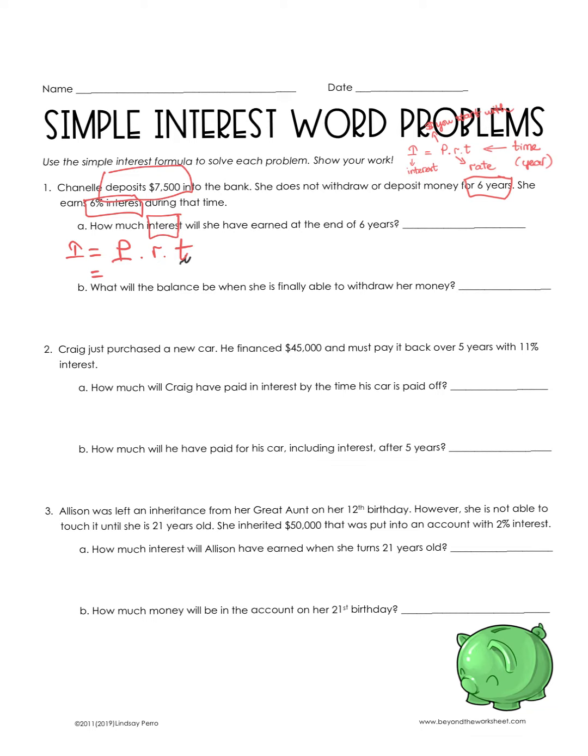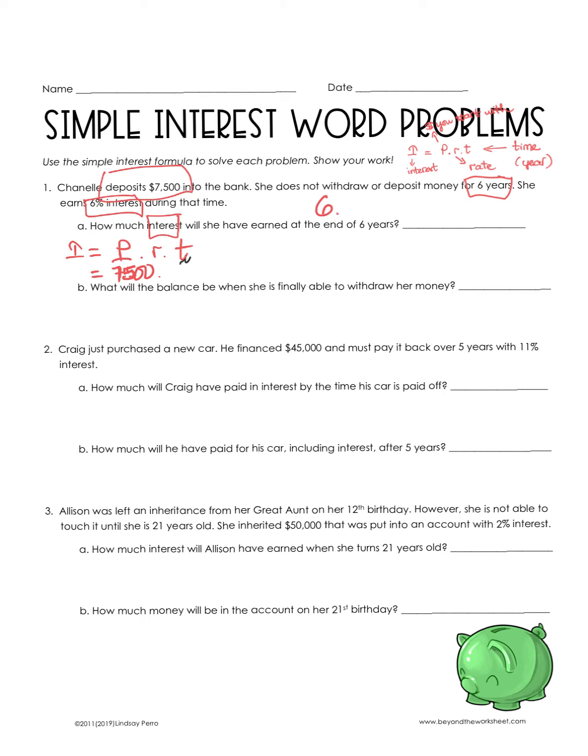So P stands for the money that you start with. She deposited into the bank, so that is the money that Chanel starts with, 7,500. Rate will be 6%. Now we can't put 6% down here. You have to convert that 6% into a decimal. So 6 percent means 6 out of 100.